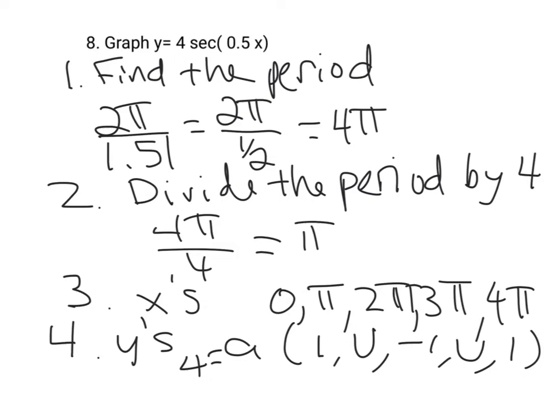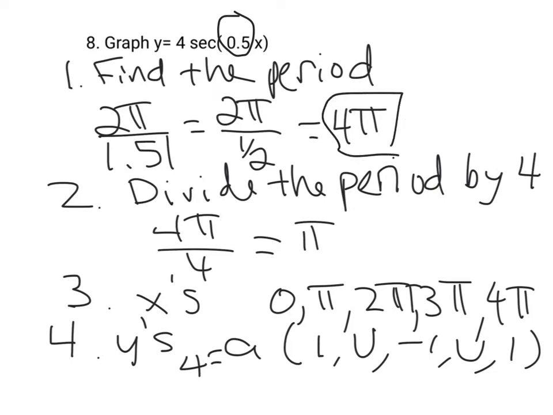In this problem, we want to graph secant. And the steps for graphing secant and cosecant are really very similar to graphing sine and cosine. So the first thing we're going to do is find the period. So we're going to use 2 pi over absolute b. The b, or the coefficient of the x, is 0.5. So really we've got 2 pi divided by a half, or 2 pi times 2 over 1, which would give us 4 pi for the period.